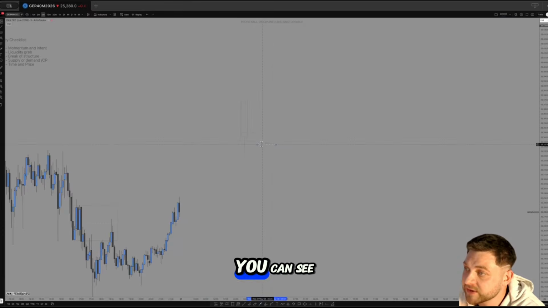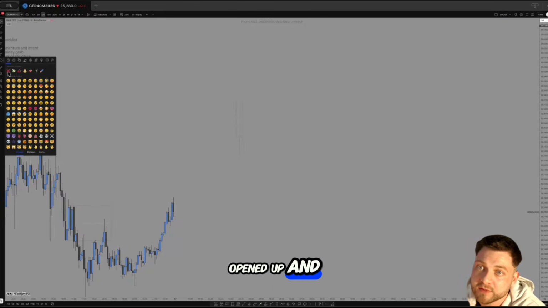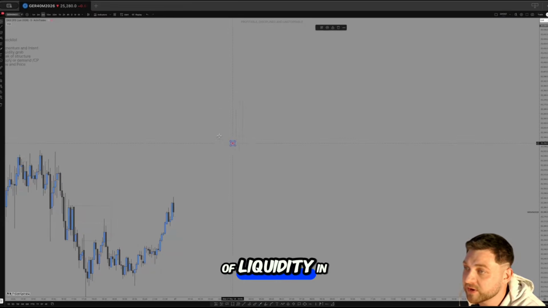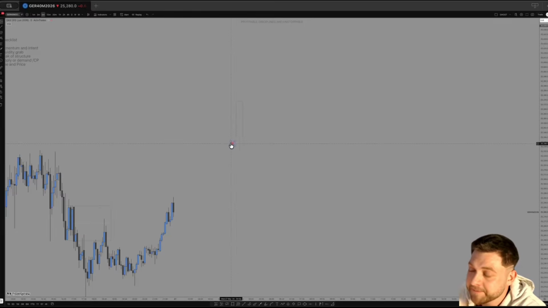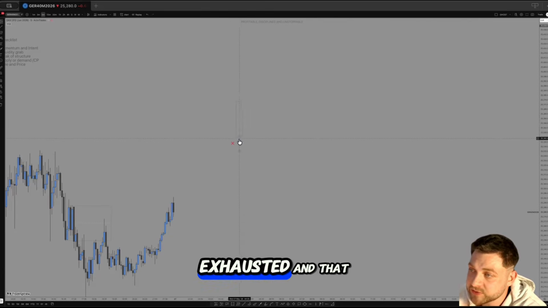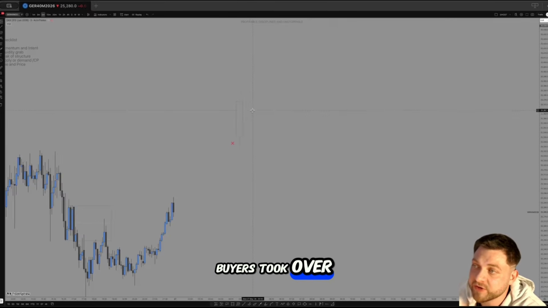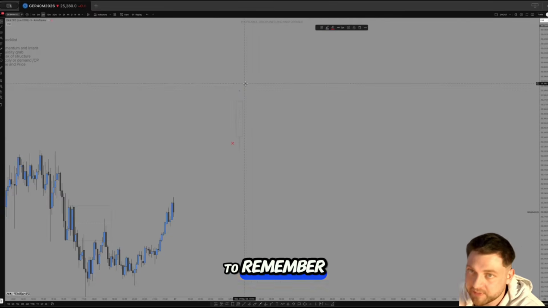So for instance, here you can see this wick just opened up and grabbed a lot of liquidity in this area. So previous lows could have potentially been swept. Whatever the case, you can see that sellers were exhausted and that buyers took over and intent took over and price then pushed bullish. So here's a phrase that I want you guys to remember.